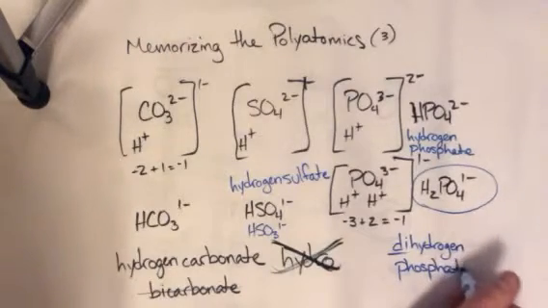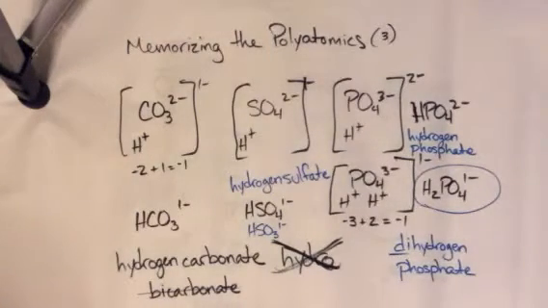phosphate. So if you can remember that hydrogen increases the charge by 1, meaning if it's -2, it goes up to -1, right? We're talking about negative numbers here, so it's like math class. So hydrogen increases the charge by 1, and we just put the word hydrogen in front of the polyatomic, and we're done.